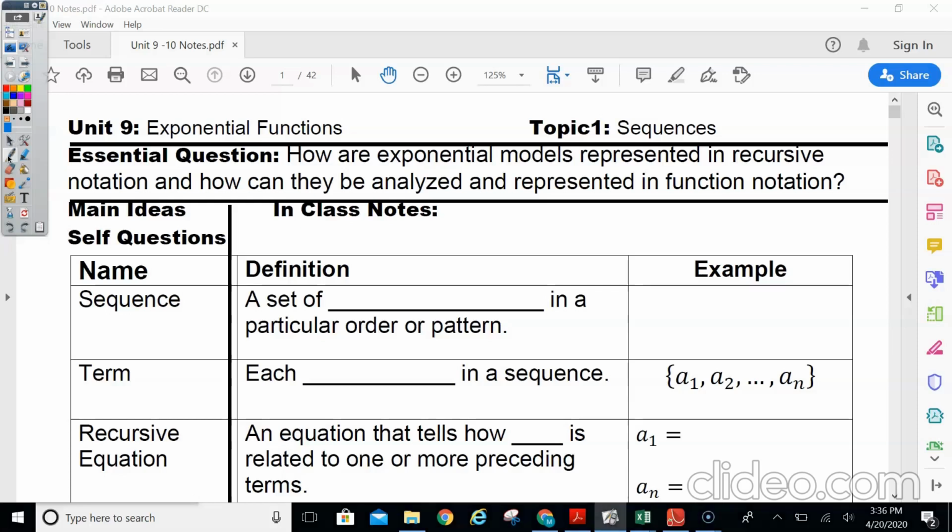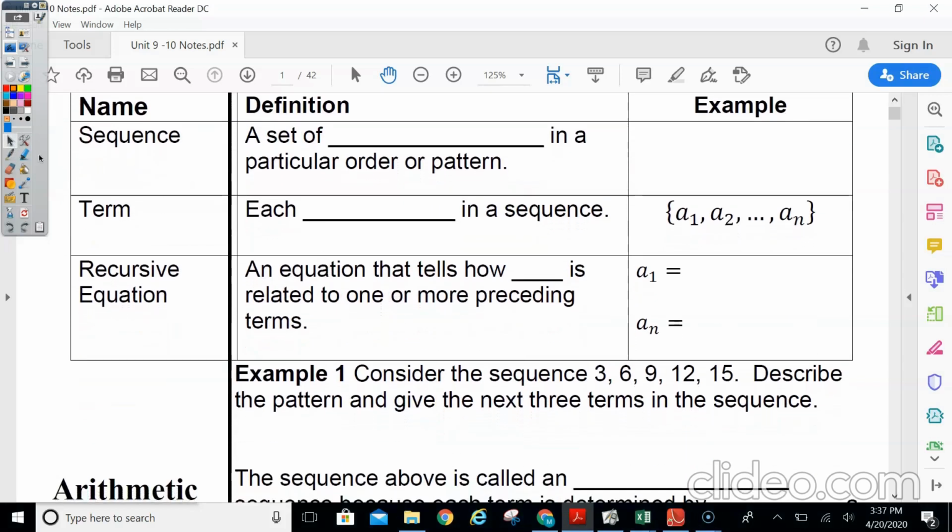Okay, so our next unit is Unit 9, Exponential Functions, and our first topic is sequences. So how are exponential models represented in a recursive notation, and then how can they be analyzed and represented in function notation? So we're actually not going to call it function notation, we're going to call it explicit, but it's the same type of thing.